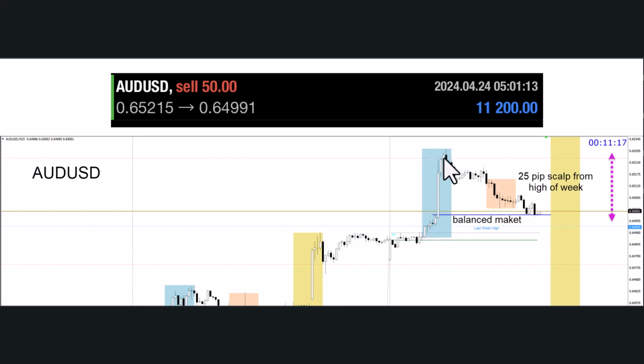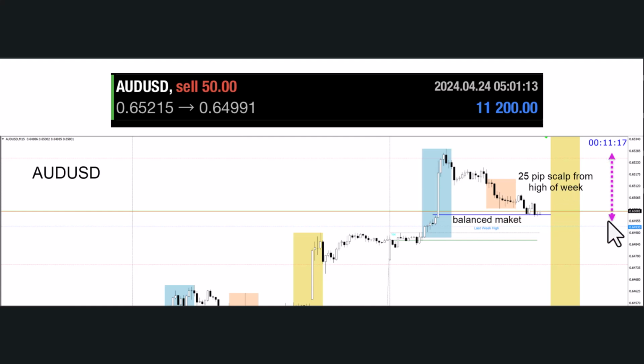So here's the trade. Now this was a scalp trade from the high of the week. Okay, so we've got this massive pump up, hit the high of the week, which is where I shorted. And all I was looking for was 25 pips, okay? Now, size, 50 lot, okay? So quite a significant size. I'm not expecting anyone watching this video to be able to trade that size. This is the kind of size that you trade when you are very confident in your system, okay?